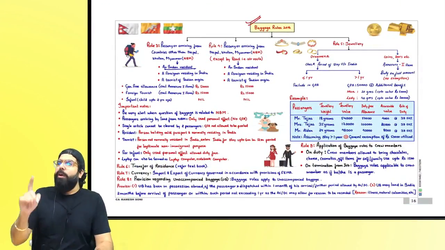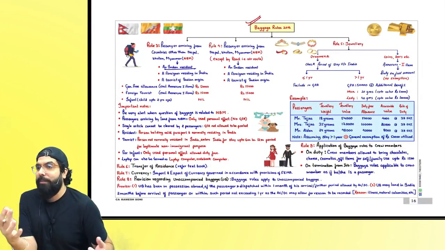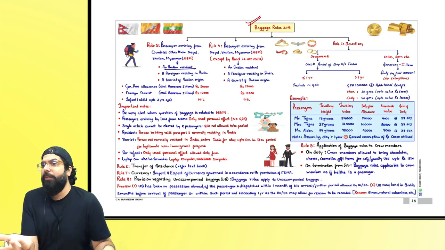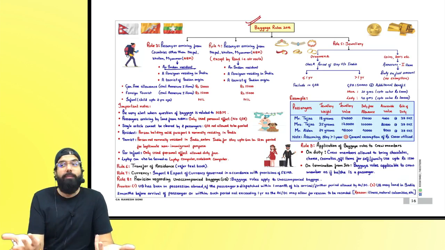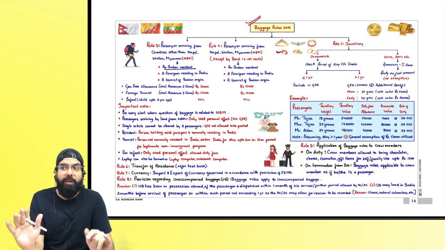In baggage rules, rule number 1 tells that my name is baggage rules. Rule number 2 will go ahead and give you the definition, what is personal effect, definition of an infant. Infant means a baby up to 2 years. All these definitions are given.